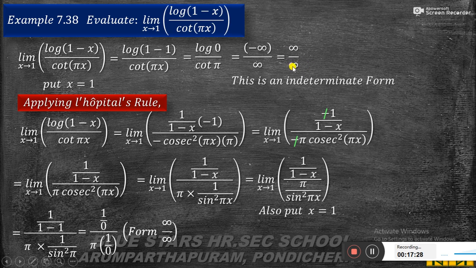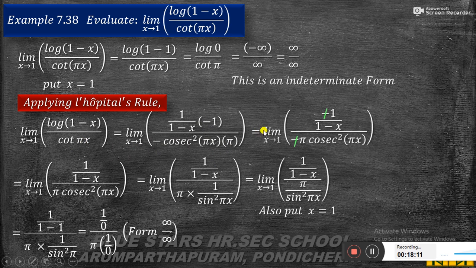After the indeterminate form, we apply the L'Hopital rule. Therefore, applying L'Hopital rule, I write the given limit, limit x tends to 1 log of 1 minus x by cot pi x. Now I differentiate the numerator, log of 1 minus x. Differentiation of log is 1 by 1 minus x. Next I differentiate 1 minus x. Differentiation of 1 is 0 and minus x is minus 1. Next, the denominator: I differentiate the cot. Differentiation of cot is minus cosecant square pi x. Next I differentiate pi x. Differentiation of pi x is pi.